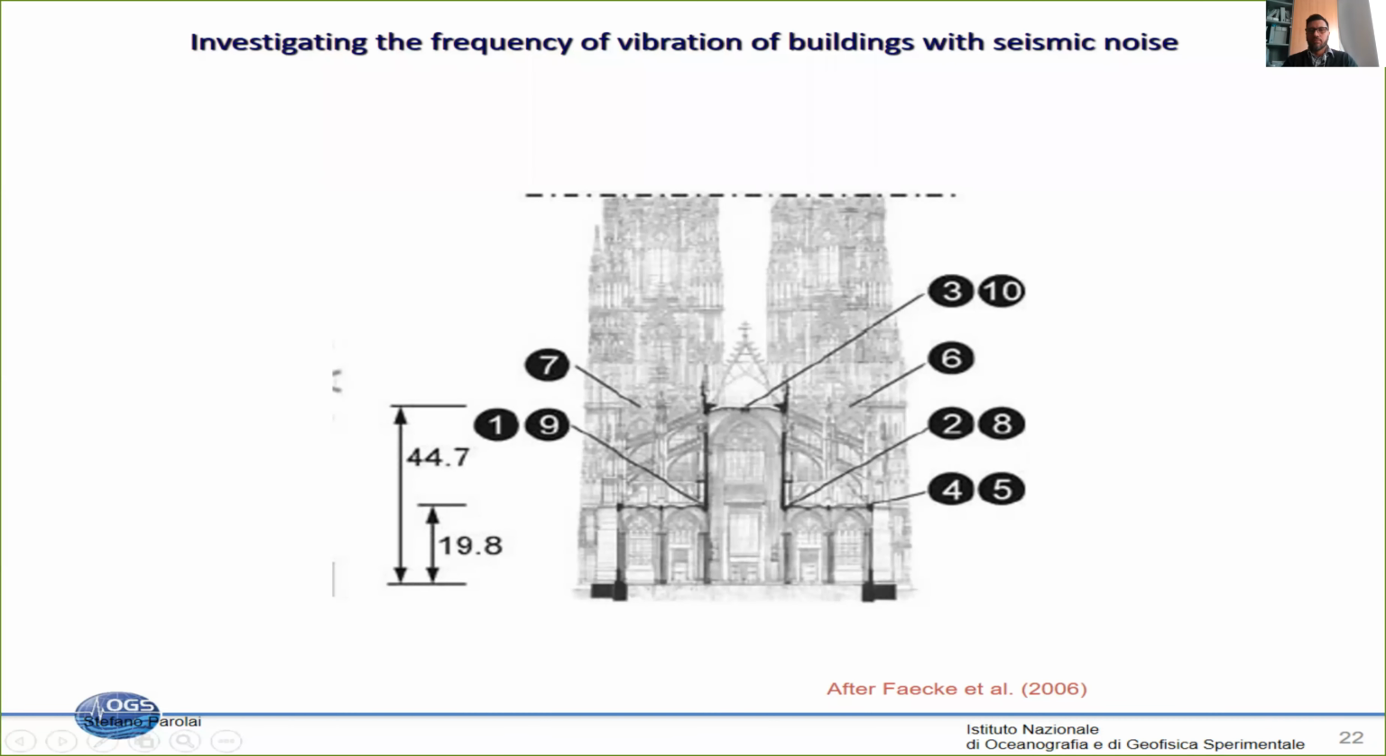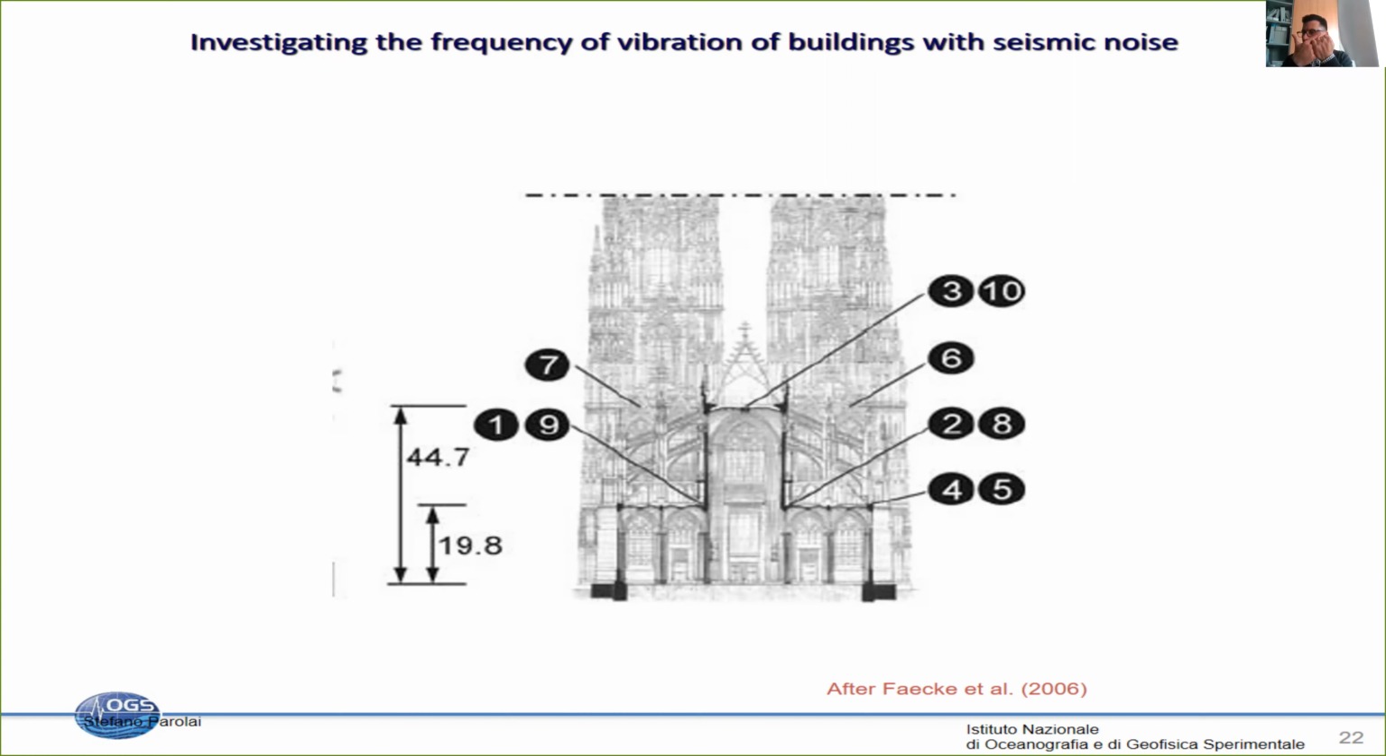Okay, these are the main points regarding the usage of H over V. So we saw we can use it as a tool for direct estimation of the fundamental resonance frequency of a site. We saw that we can use H over V as an exploration tool, combined with other information coming from samples from boreholes, to define the thickness of the sedimentary cover, so as to have good mapping of the basin.